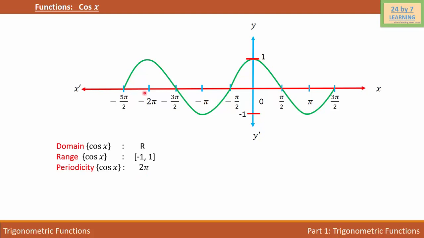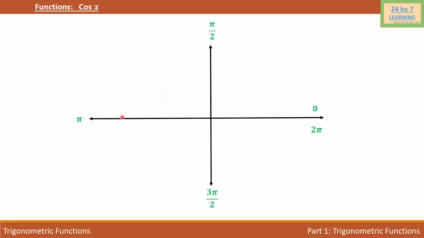Now let's talk about some other properties of the cosine function. As you can see, these are my 4 quadrants. This is my first quadrant, second quadrant, third quadrant, and fourth quadrant. The value in the first quadrant is from 0 to pi over 2. In the second quadrant, the value is from pi over 2 to pi. The third quadrant is pi to 3 pi over 2. And the fourth quadrant is 3 pi over 2 to 2 pi.